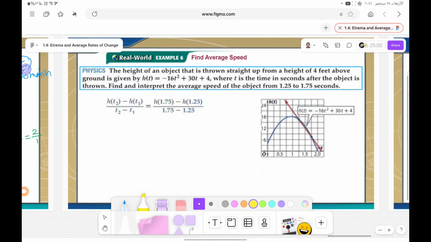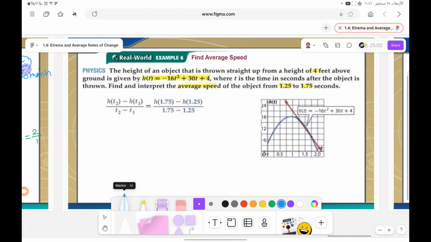Now, the height of an object that is thrown straight up from a height of 4 feet above ground is given by this formula. And 4 represents the y-intercept, where t is the time in seconds after the object is thrown. We need to find the average speed of the object from 1.25 to 1.75 seconds. So t1 is equal to 1.25, t2 is equal to 1.75.